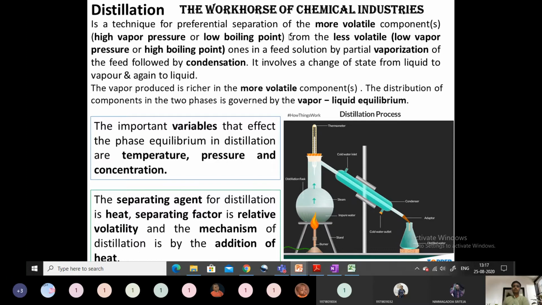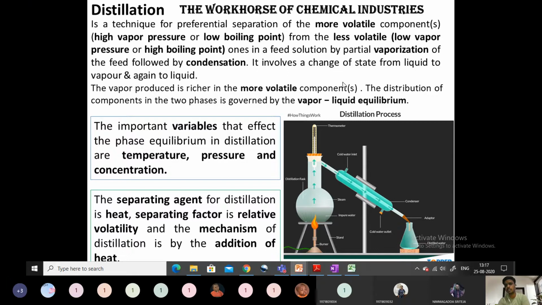So distillation, okay, once again I will repeat the definition. It is the preferential separation of the more volatile component from the less volatile component in a feed solution by partial vaporization followed by condensation. This is a partial vaporization. We are not completely vaporizing the entire content of the mixture. Only part of it is vaporizing. That's why it is partial vaporization, followed by condensation in order to obtain a liquid.